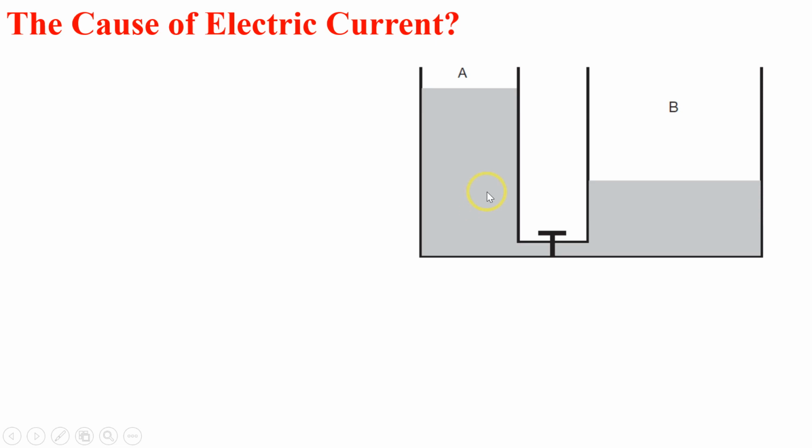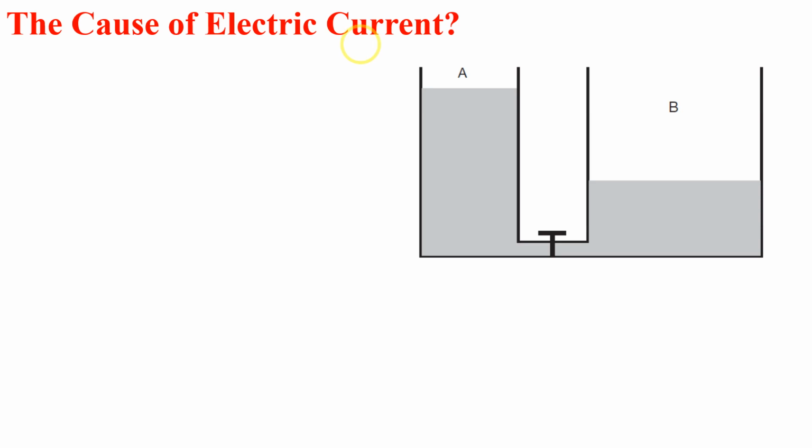In the same case, we can say that there is a potential difference. Potential means storing something. So the storage of water in A is much greater as compared to B. We can say that there is a difference in the storage of water between these two containers. Is that clear? In the same way, if we want to have a flow of electric current, we should have a difference in the level of the electric charge between two points.